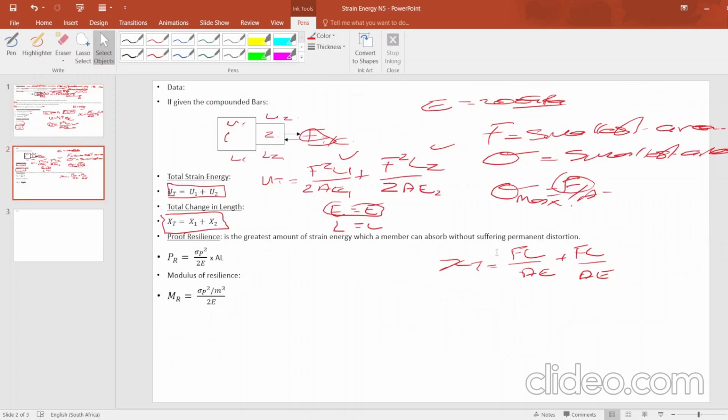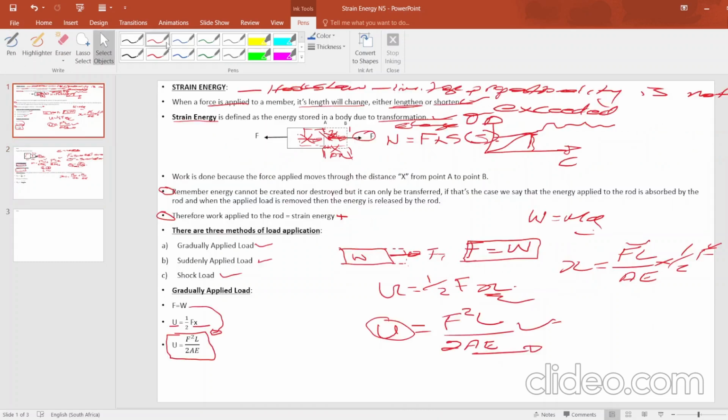Hence, we are using this formula to calculate the strain, good people. That is why they are similar, okay? But that which makes them not to be the same is the application of the force. F equals W. That is why under your strain energy, you are having F squared, but under the change, it is only F, okay?